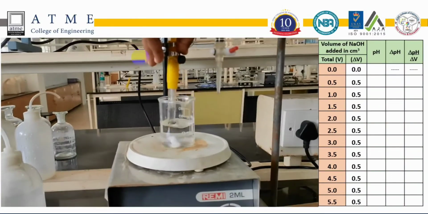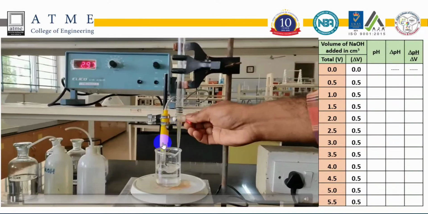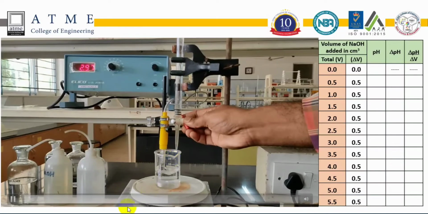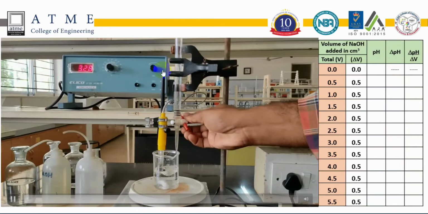Immerse the electrode. Make sure it is not completely dipped so that there will be no damage to the electrode. Note down the initial reading. For 0, the initial reading pH is 3. Right? Add NaOH in 0.5 increments.